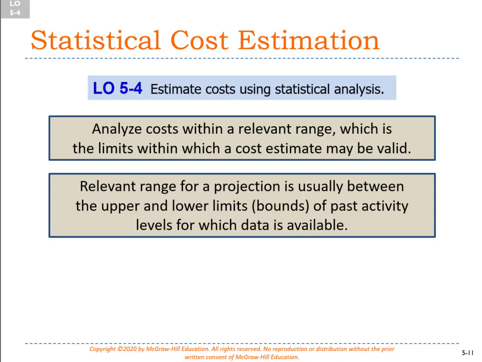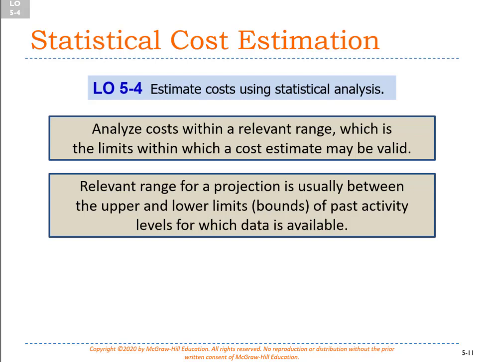So my preference is, if you're going to work with this, you would do account analysis for those things that are readily identifiable, and the things that are more iffy as to whether they're fixed or variable, then you would use the statistical cost estimation on those. That would kind of be a mix of these approaches.